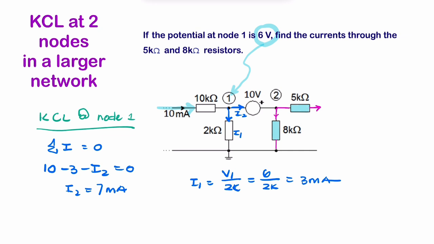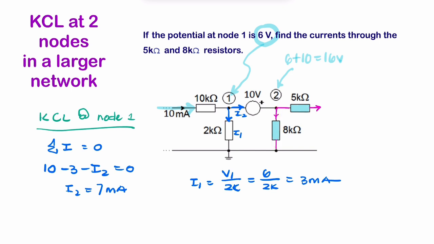Now, we notice we have a 10 volt EMF here, so the potential at this point is 10 volts higher than the 6 volts there. So we can say that the potential at 2 is 6 plus 10 equals 16 volts. And if we know the potential here, we can find the current that's passing through this resistance here.